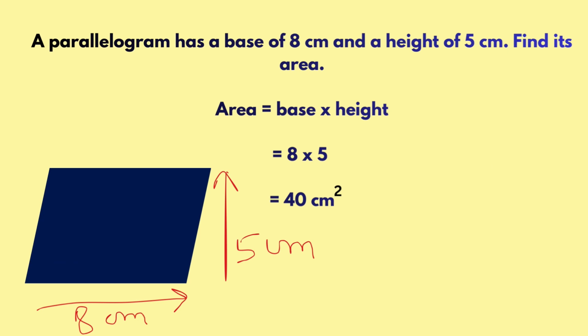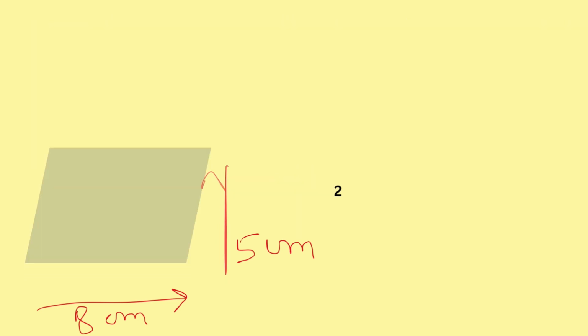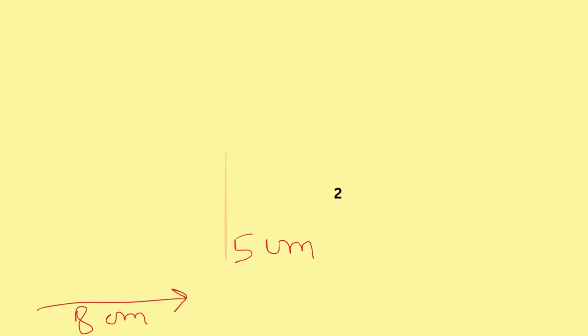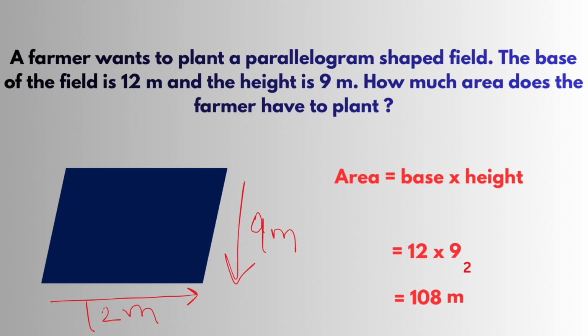Okay, we have a problem here. A parallelogram has a base of 8 centimeter and a height of 5 centimeter. Find its area. So what is the area of a parallelogram? Base multiply height, and the base is 8 centimeter here, multiply 5 centimeter height. 8 multiply 5 gives us 40 centimeter square, the area of this parallelogram.